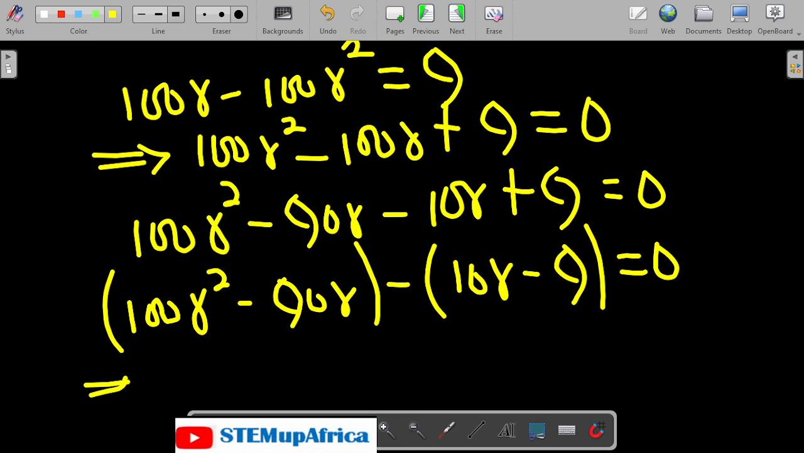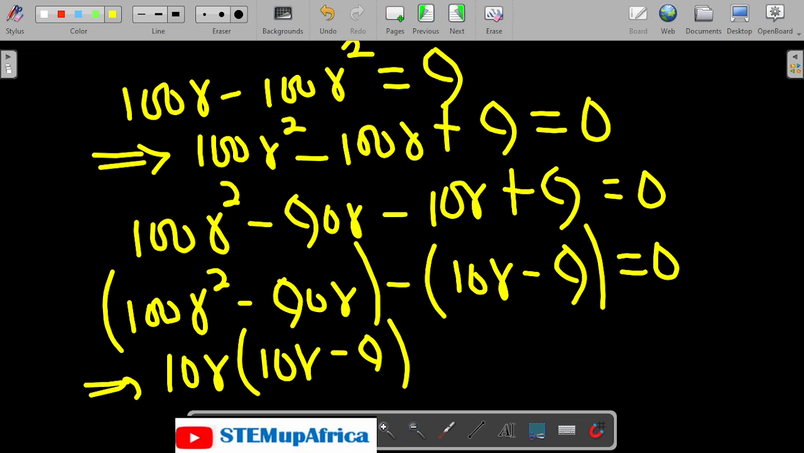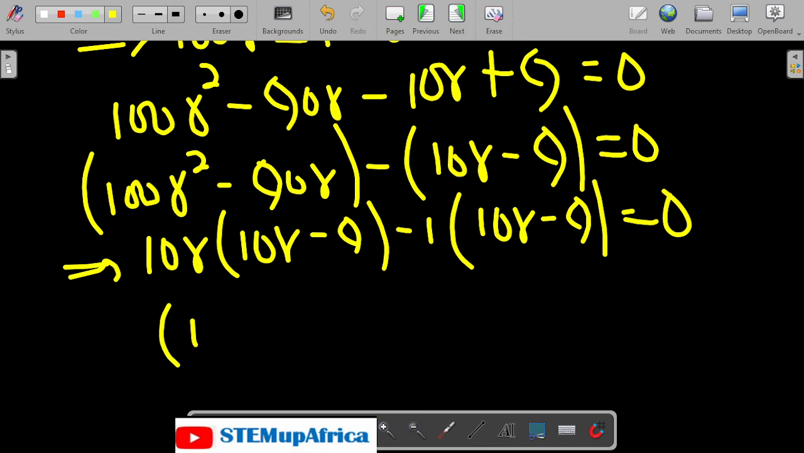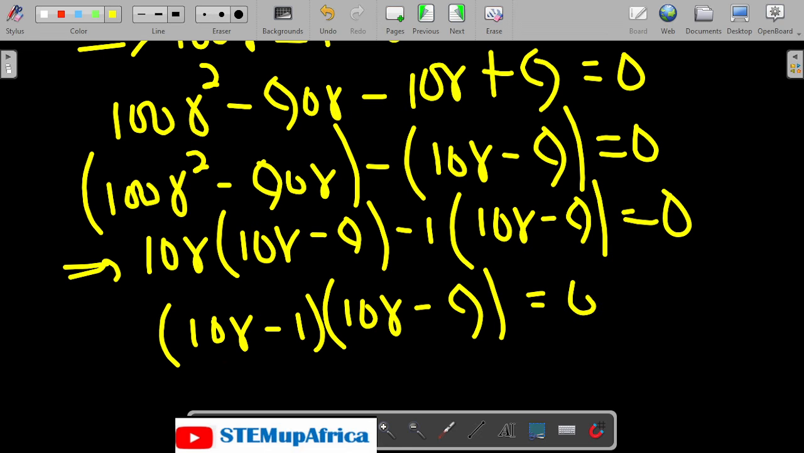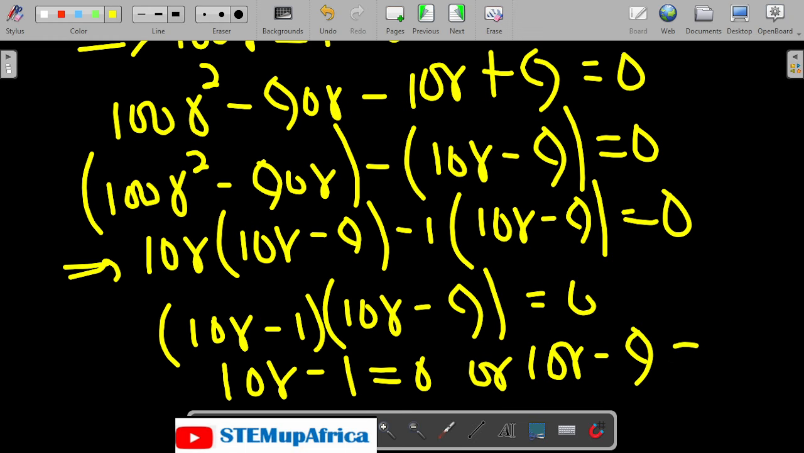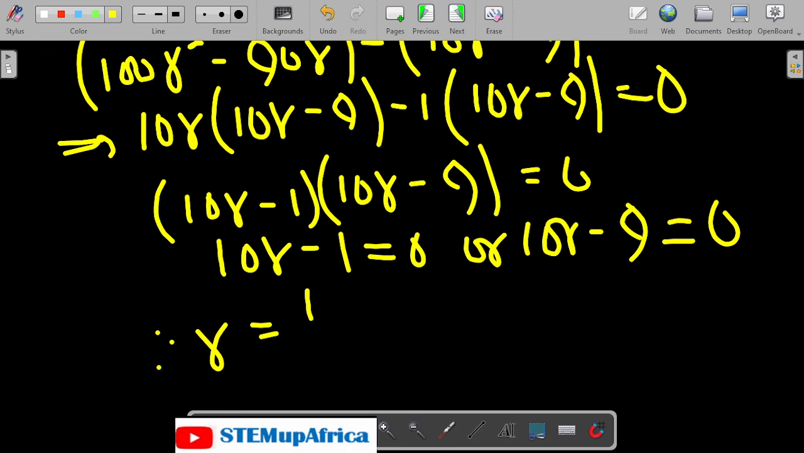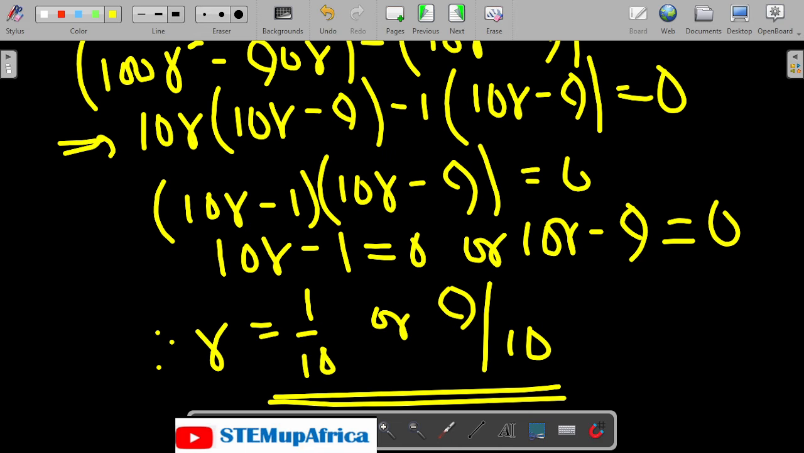So what is common from the first bracket? 10 r is common. Here remains 10 r minus 9. What is common from the second bracket? 1 is a common factor. 10 r minus 9 equal to 0. So what do we have here? We have 10 r minus 1, 10 r minus 9 equal to 0. So 10 r minus 1 equal to 0, or 10 r minus 9 equal to 0. Therefore, my r from the first one is now 1 over 10 or 9 over 10. So these are the possible values of the common ratio. So question 9 has been treated.